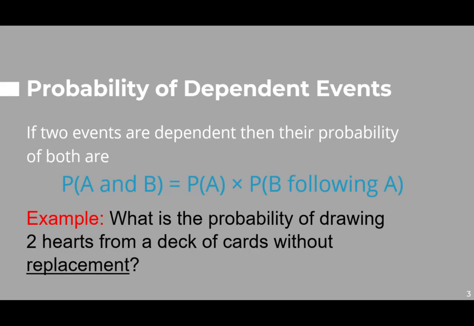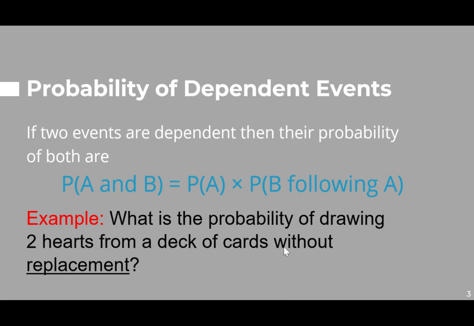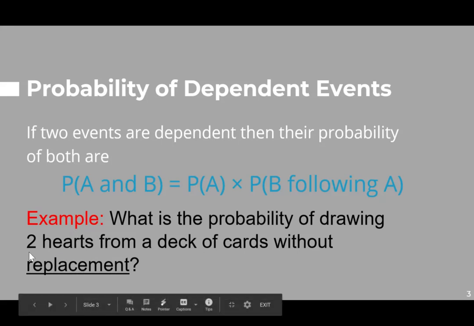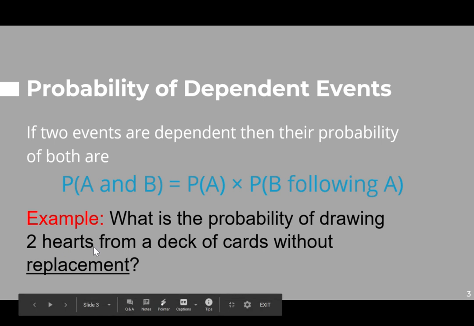Now, my next slide is dependent events. That means one event relies on the other. And so in this case down here, I've got what is the probability of drawing 2 hearts from a deck of cards without replacing that first card. So what that will do is change your total number of cards for the second probability. So if you don't know, there are 52 cards in a deck and 13 of them are hearts. So to find the probability of drawing 2 hearts, let's do the first one. The probability of getting 1 heart is going to be 13 out of 52. So I have that here.